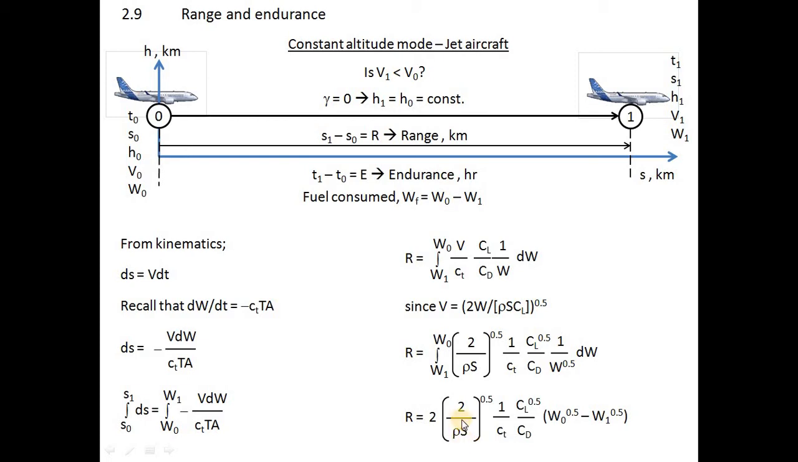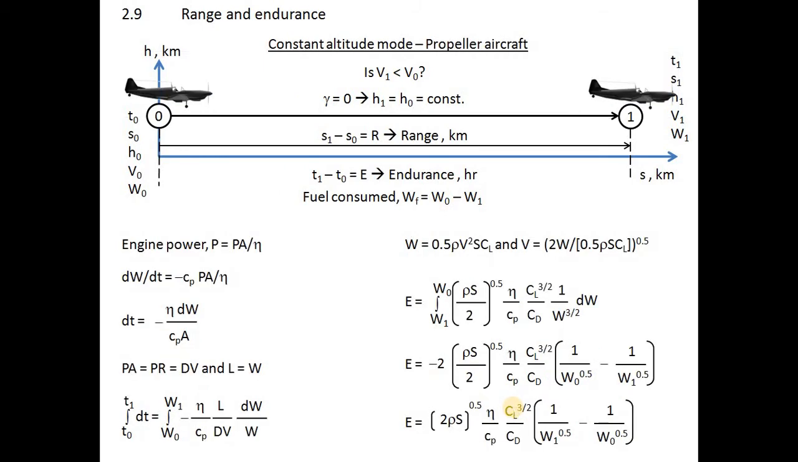So you must design the wing, and the aerodynamics of the aircraft must also have the highest possible CL to the power of half over CD. That is for jet aircraft.